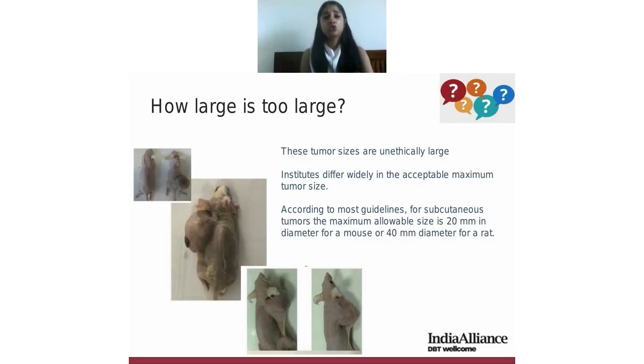Yes. So just think of the animal. I mean, just imagine a human with such a large tumor. So please, if you are working in the field, check what level of tumor burden is acceptable. Again, if there are multiple tumors, it should add up to that total of 20 or 40 millimeters.